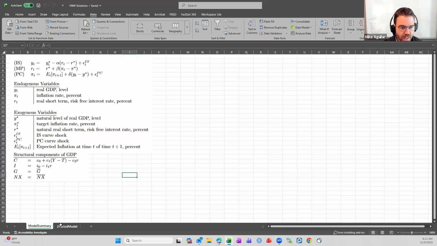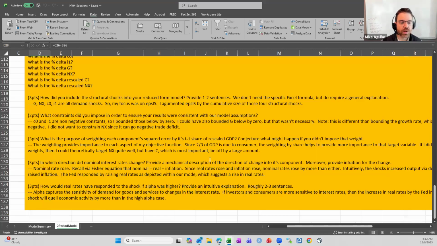So, this last question, how would real rates have responded if alpha was higher? Same shock, but just intuition. Alpha captures that sensitivity. People would be more sensitive, so they would react a little bit more violently. And in our case, what that means is that economic activity would be quelled more than otherwise.